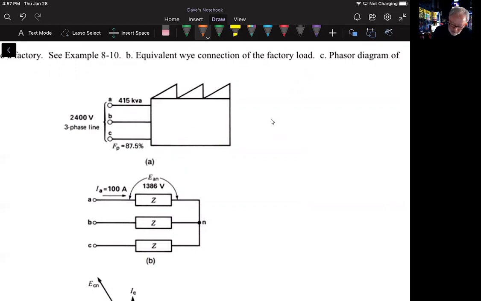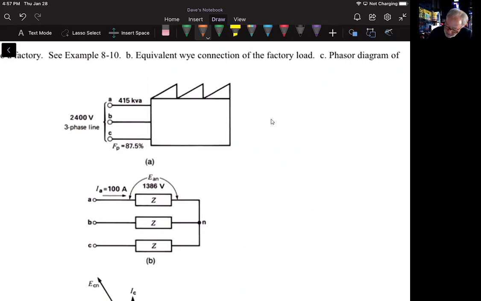So he wants to know the impedance of the plant per phase, the phase angle between the line to neutral voltage and the line current, and the complete phasor diagram for the plant. Yikes, a lot of stuff there, right? A lot of information, a lot of stuff to digest.